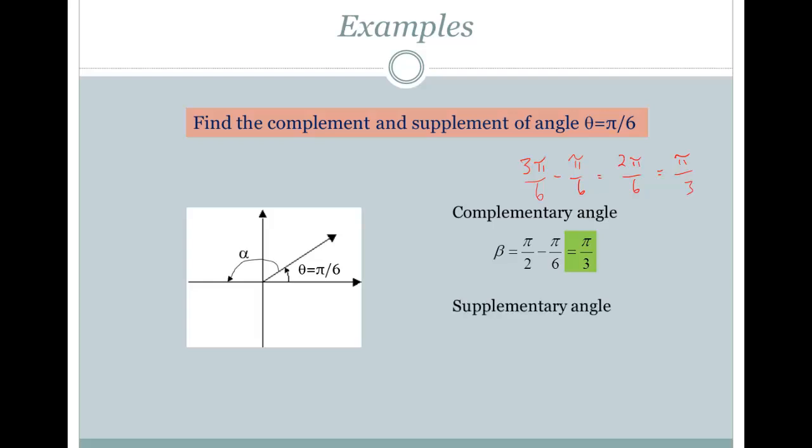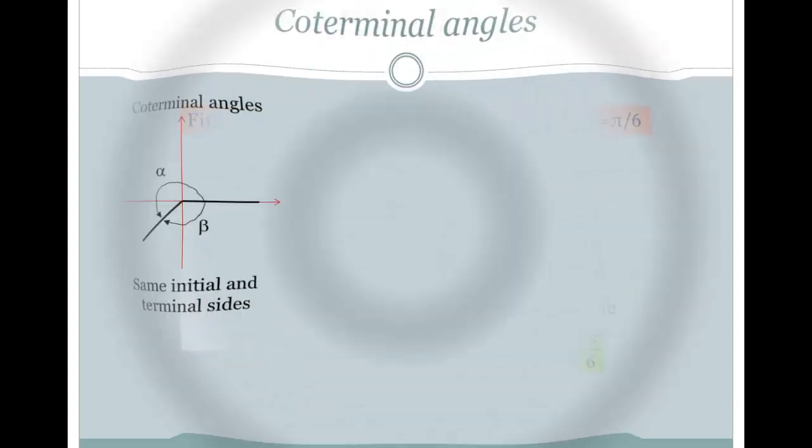To find my supplementary angle, I want to go from pi, so pi minus pi over 6. If I look at that, I can think about this as 6 pi over 6 minus pi over 6, and that should give me 5 pi over 6. Hopefully that's pretty straightforward. So finding complementary and supplementary angles isn't too challenging.